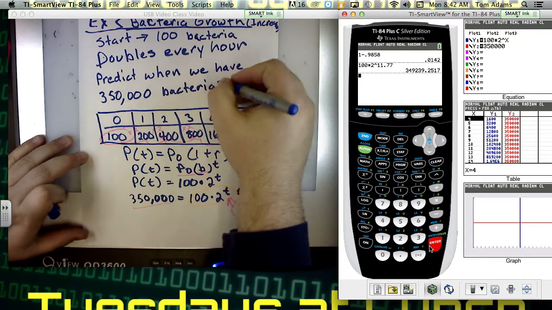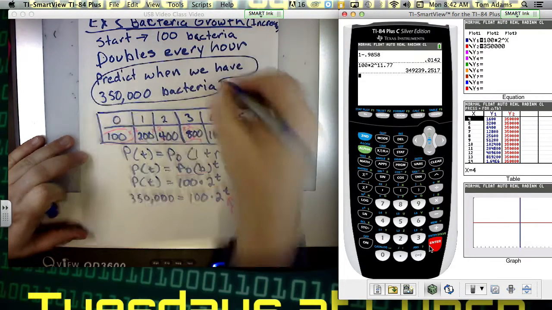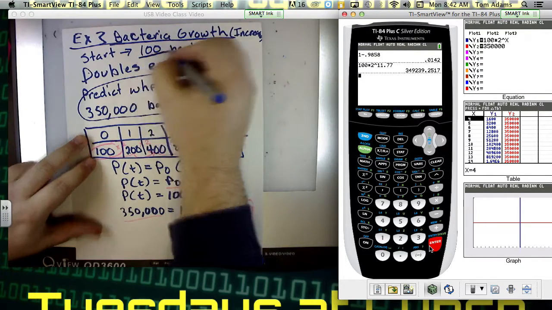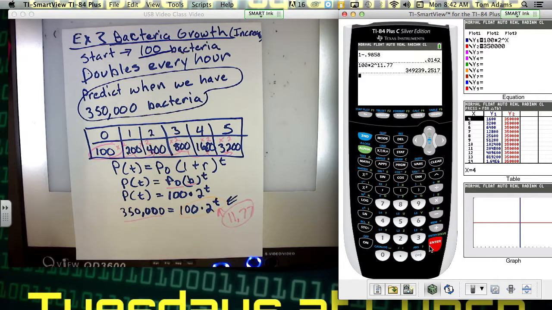Yeah, we predicted how much time it would take to get 350,000 bacteria if we started with 100 in a petri dish. Does that make sense? Are there any questions?